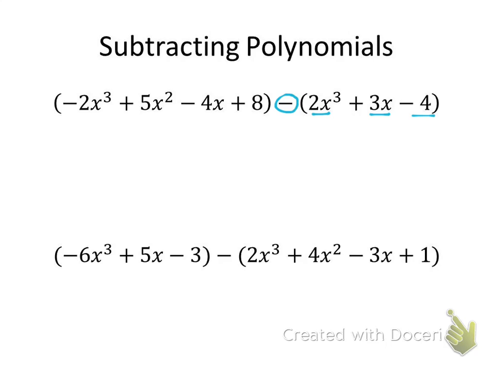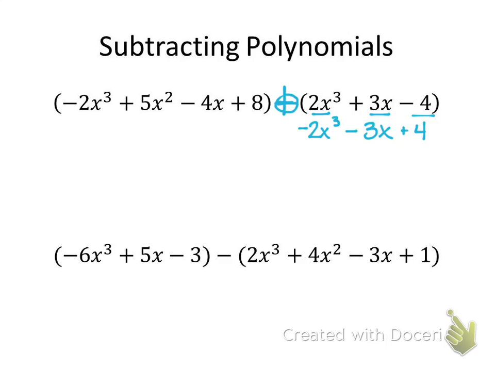So let's look right here. What is 2x to the third power? Positive. So I'm going to make it negative 2x to the third power. What is 3x? So I'm going to make it negative 3x. What is negative 4? Negative. So I'm going to make it a positive 4. What that does then is that changes this to an addition problem. And I'm just right back to where I was in the last example. Just line up my terms, make sure that they're like terms, and add them together.